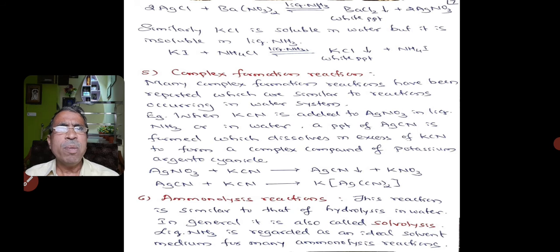Similarly, potassium chloride is soluble in water, but it is insoluble in liquid ammonia. Example, KI plus NH4Cl in liquid ammonia gives KCl as a white precipitate plus ammonium iodide.